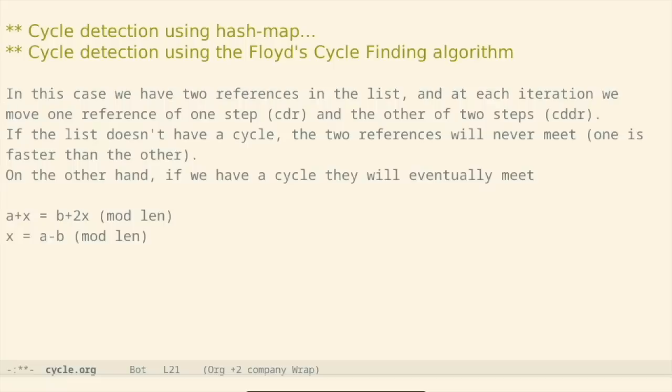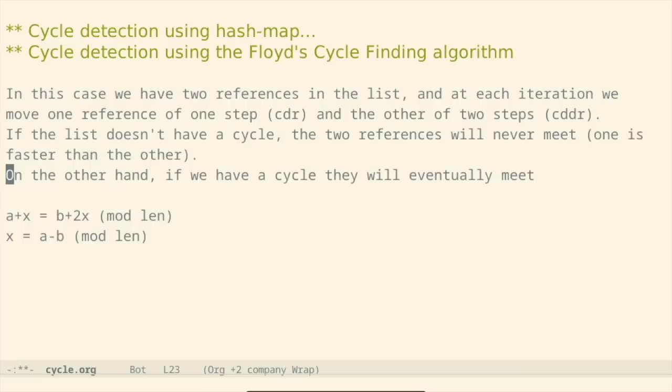If the list doesn't have a cycle, then the two references will never meet. That is because one is faster than the other. One moves two steps at a time, while the other just one. The second case, on the other hand, if we have a cycle, they will eventually meet. This is a little bit more complicated to see, but if there is a cycle, eventually both references will be inside this cycle, because they keep moving.